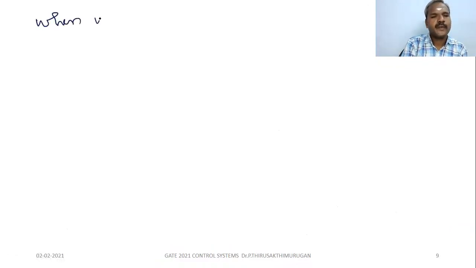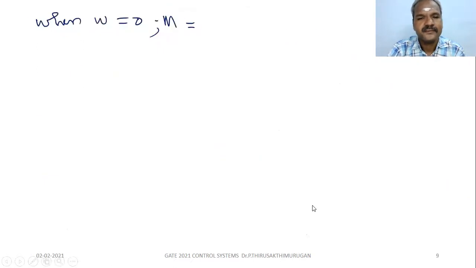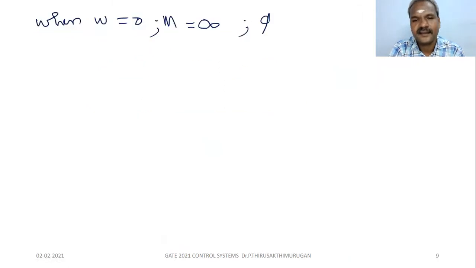Let us find the magnitude when omega is 0. Magnitude is infinity. What about the phase angle? The phase angle is minus 90.